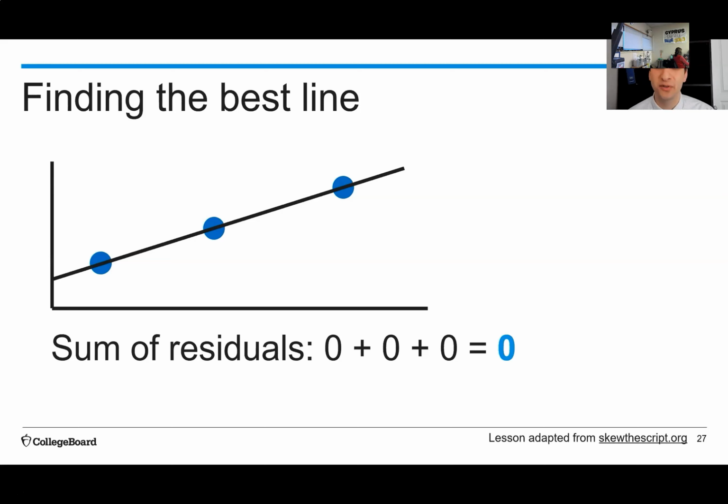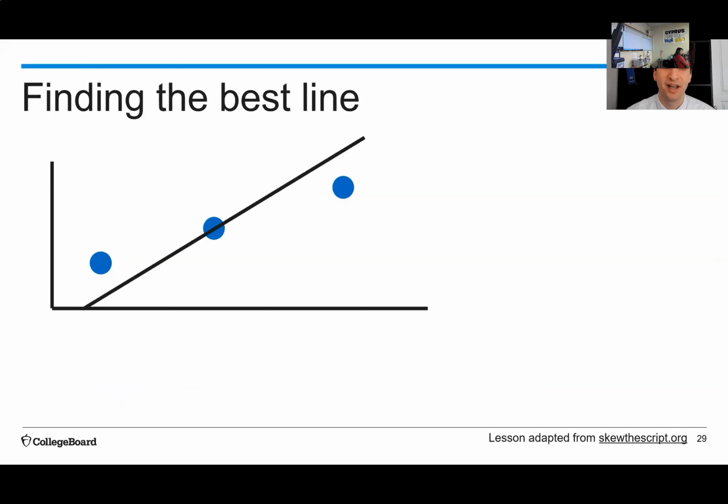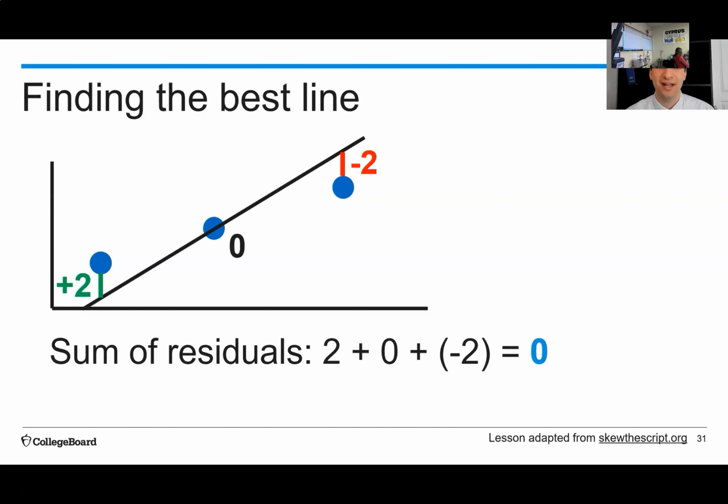And here, the sum of the residuals is 0. So that seems like it should be a good fit. This is our best model. But what if I fit this line? It should be pretty clear to you why this line is not a good model of this data. And you can see here we get some residuals, +2 and -2 respectively for those data points. And when we sum the residuals, because there's a +2 and a -2, they cancel and we get a sum of 0.